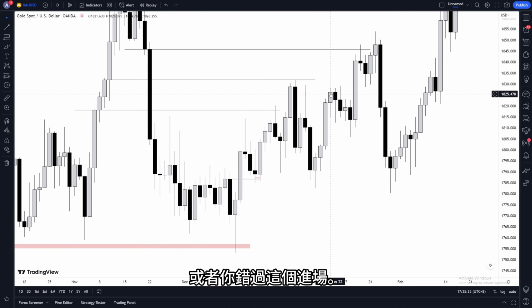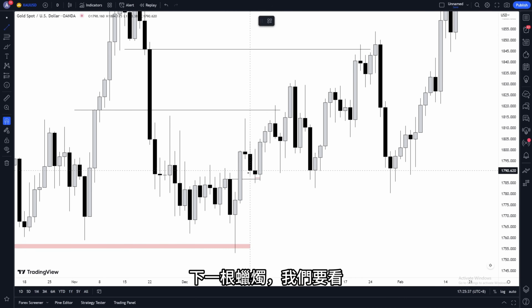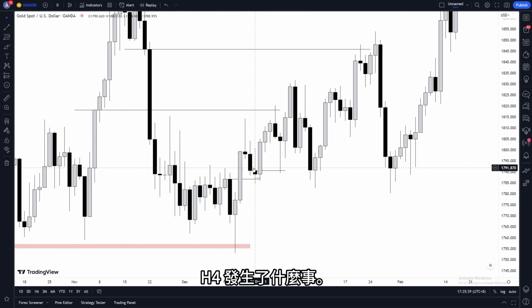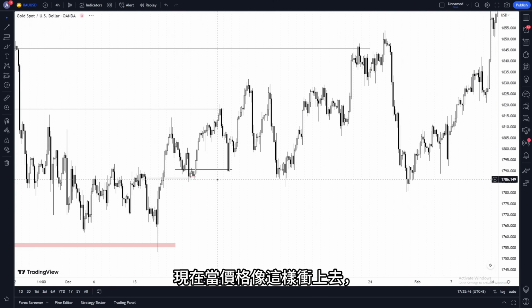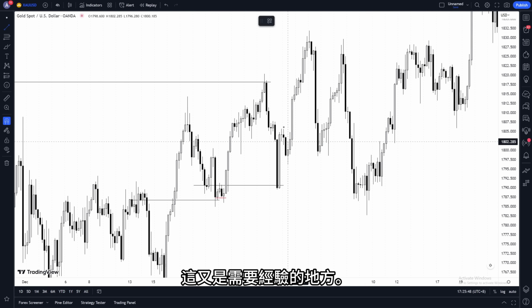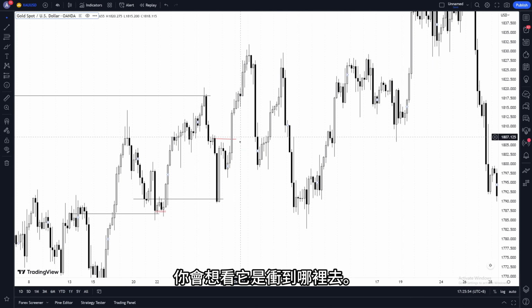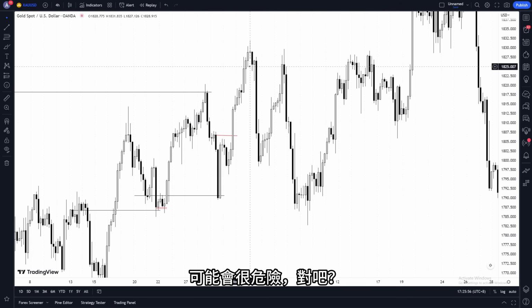Okay, and then we go and take a look at, so if we were to mark this out, let's say you took the entry here or you missed the entry. Daily reject daily. This next candle, we're going to look at what happened on the H4. We see, break. Okay, and we're just waiting for reactions over here, but price hits up.